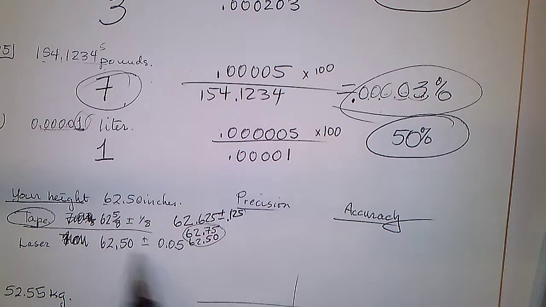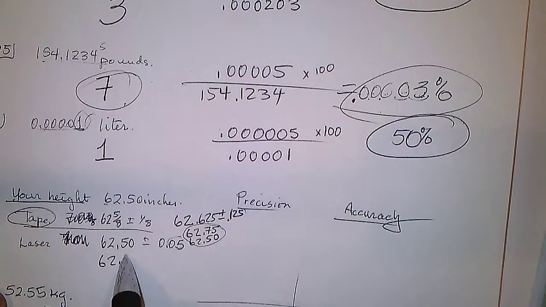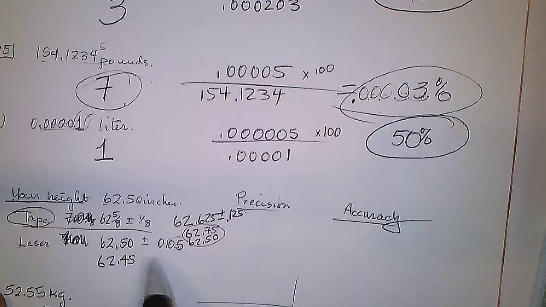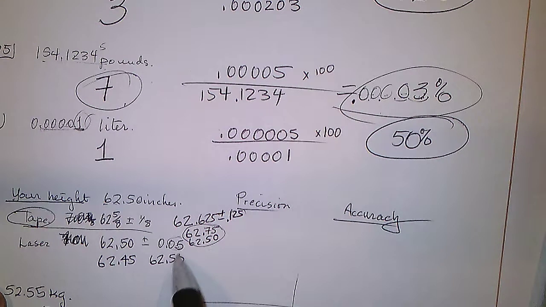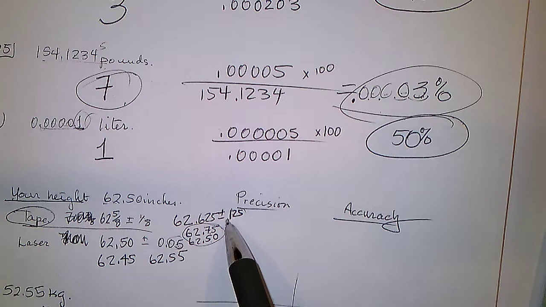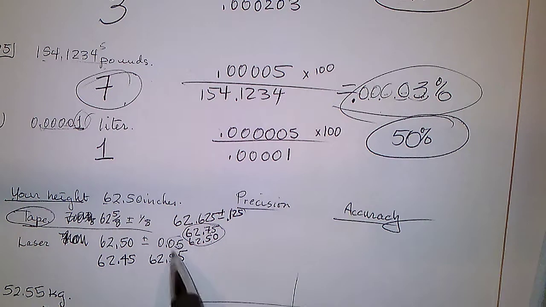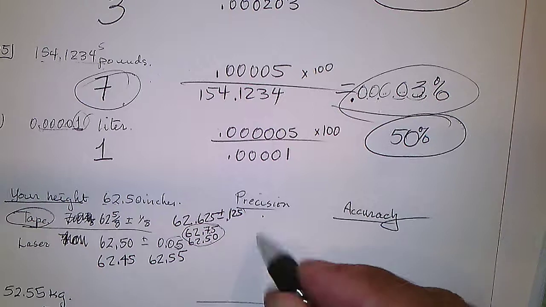The laser says it's only off by this much. So your 62 point could be that much less, or over by that much, up to 62.55. So the spread on this one is 0.125. On this one is 0.05. So they're saying the laser is more precise.